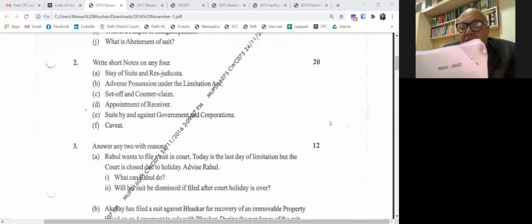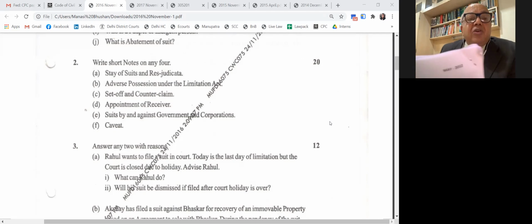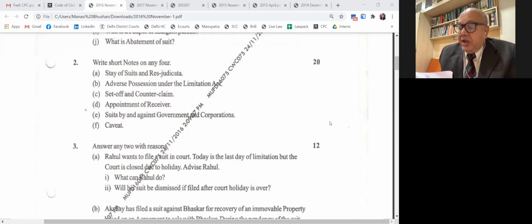Then item number E, suits by and against government and corporation, sections 80, 81, 82 and order 27. Section 80 mandates that a suit against the government must be filed after giving 2 months notice, after expiration of 2 months notice. And notice can be dispensed with, with the leave of the court in cases of urgency. Under section 81, you know that government officers cannot be arrested and they are not required to attend the court.